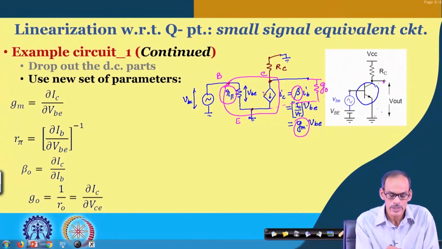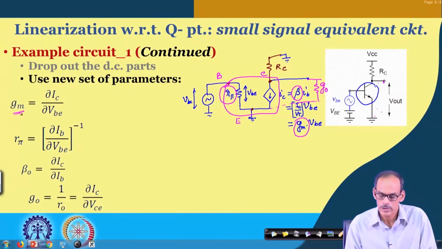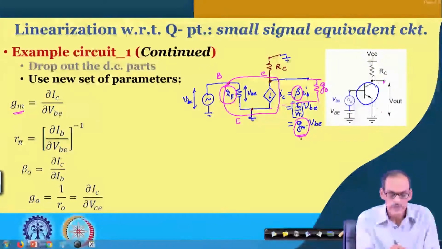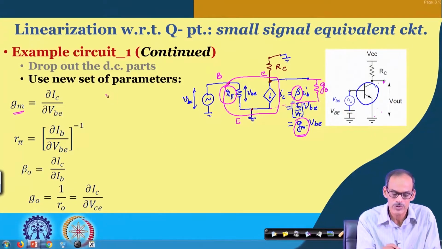If you see here, they have of course their own unambiguous definitions. So, whenever you talk about, say, G M, it is referred to as the transconductance of the device. How is it defined? This transconductance represents the relationship between the collector current and V BE. So, you may recall this collector current I C versus V BE.